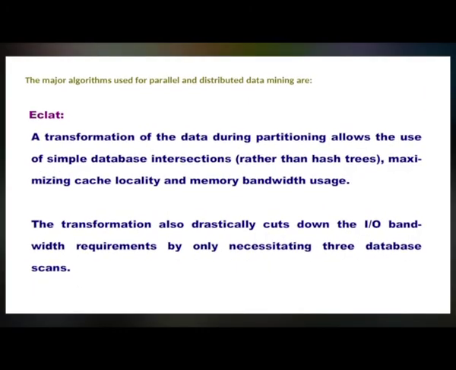A transformation of the data during partitioning allows the use of simple database intersections rather than hash trees, and thereby this will maximize the cache locality and memory bandwidth usage. The transformation also drastically cuts down the I/O bandwidth requirement by only necessitating 3 database scans.